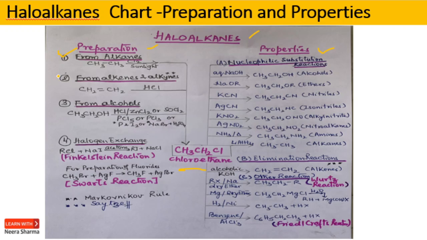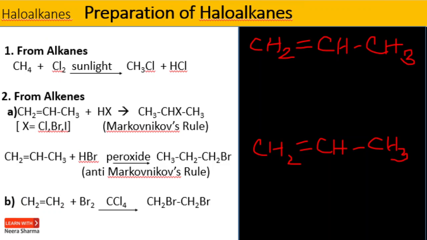haloalkane. Or from alkenes, if I am taking an alkene and treating it with HCl, the double bond breaks, and I will get chloroethane, with HCl attached. Now in this you can see I have put this one. That means here if I have an asymmetrical alkene, I have to remember Markovnikov's rule and anti-Markovnikov's rule. So from alkanes, the complete reaction is given in detail, and then from alkenes I have Markovnikov's rule.